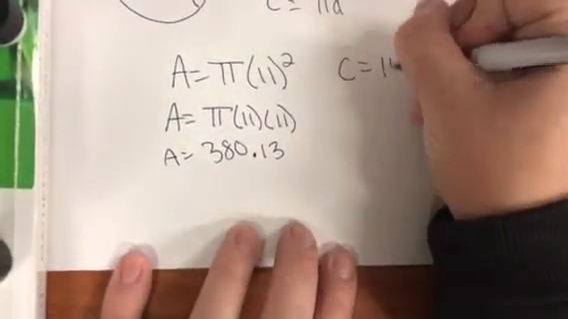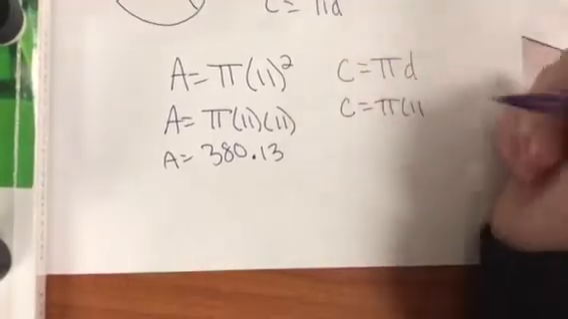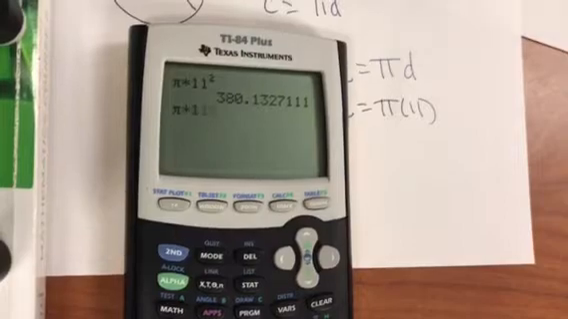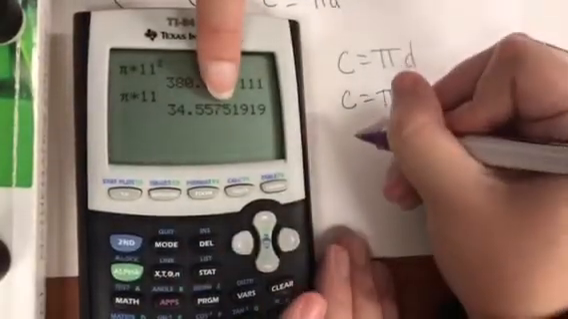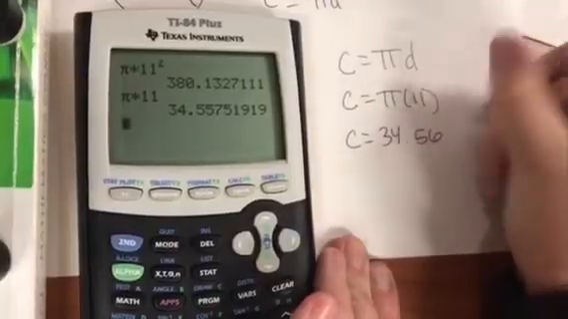So circumference equals pi times diameter. We know the circumference equals pi times 11. Let's use our handy dandy calculator. Pi times 11 is 34.557. If I was going to round that to the nearest hundredth, you look at your 7, because it's bigger than 5, it's going to be 34.56. So 34.56, and these are all inches.